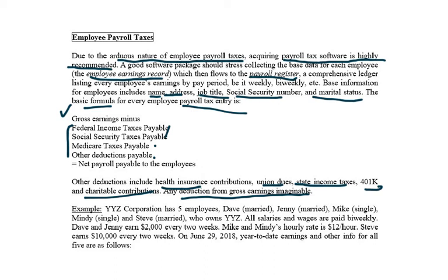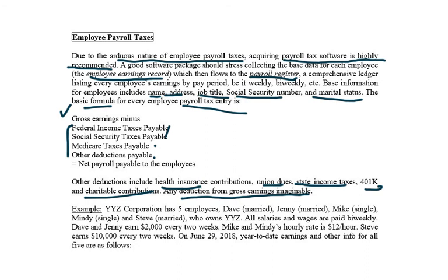So here's the example that we're going to build on in the next video. You'll see this slide again just for reference. YYZ Corporation has 5 employees, Dave and so on, and all I give is their marital status, because the number of exemptions they want to employ doesn't mean anything anymore under the current tax system. So just marital status is going to matter here. Dave's married, Jenny's married, Mike is single, Mindy's also single, and Steve is married. And again, Steve is the owner of YYZ.